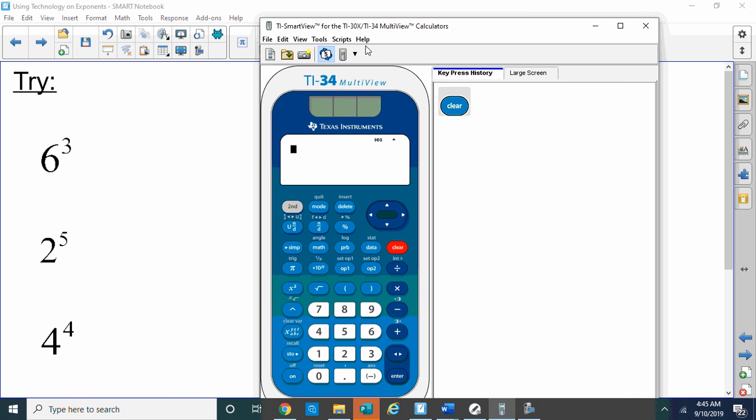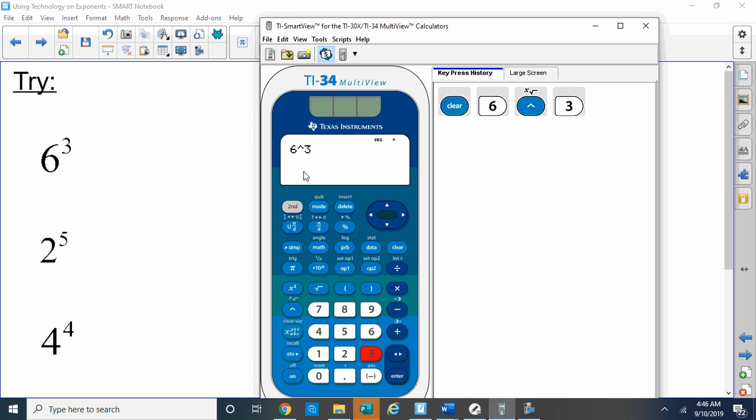So here's my TI-34 MultiView, even though it's just a good brother of the TI-30, so you can use this calculator as well. It's pretty much the same keystrokes. So we have 6, so let's type our number 6 and press the caret button. It's located right next to the 7. On the other calculator it is on top of the X squared button. And notice it puts that little funny looking caret, which is telling the next number to go up there as an exponent. So we need the little 3.